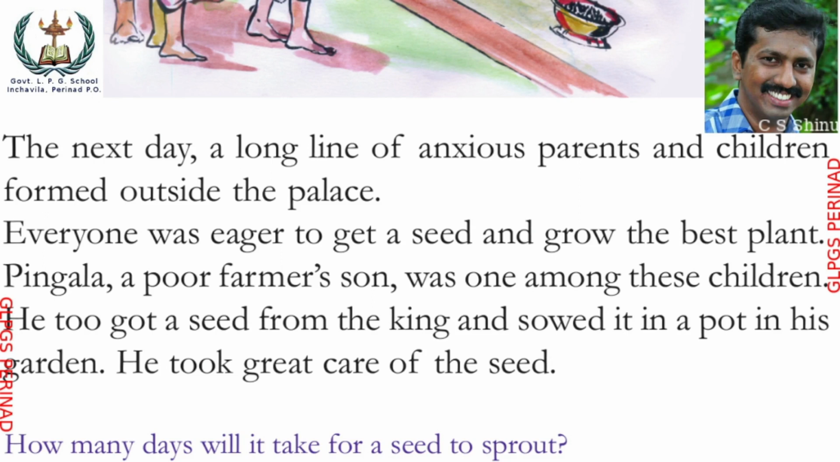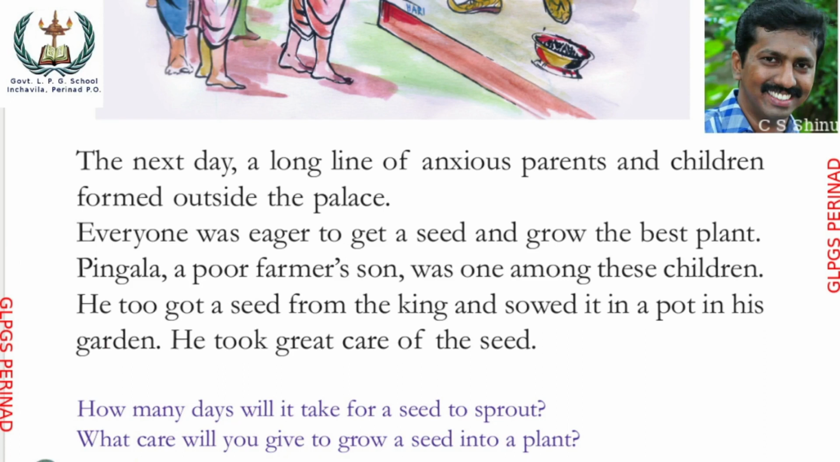Everyone was eager to get a seed and grow the best plant. Everyone means every parent and every child was eager to get a seed and grow the best plant. They were very much anxious. They want to get the seed as early as possible. They want to get the seed and grow the seed into a plant. All the children want to become the prince or princess. All the parents want to make their children the next king. So the parents and children were eager to get a seed.